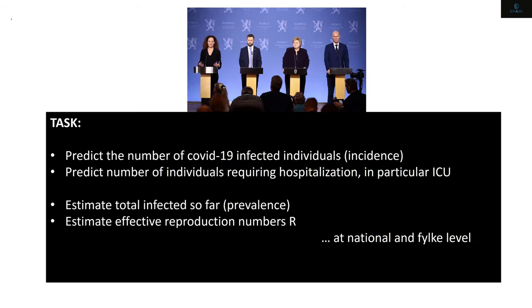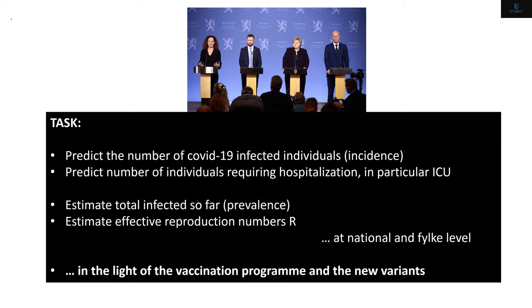So the government also yesterday took very important decisions for the country in order to control the pandemics. And we in Folkehelseinstituttet, we have a precise task, and our task is to predict the number of infected individuals, which is called the incidence, and to predict the numbers of people who require hospitalization, in particular intensive care units. And to do this, we also will estimate the total number of infected so far, the prevalence, how many people got corona so far in Norway. And an important parameter that you all have heard about is the reproduction number, R. And this we have to estimate and predict at national level and at fylke level, at county level. And all this also in the light of the vaccination program that has started, and in the light of the new variants of the virus that are coming into Norway.